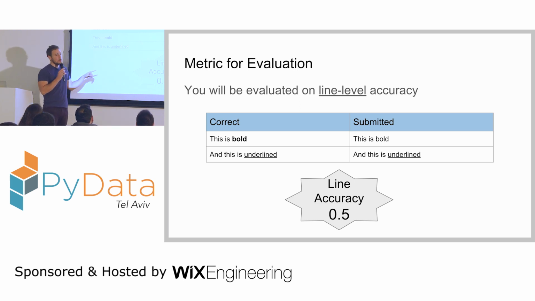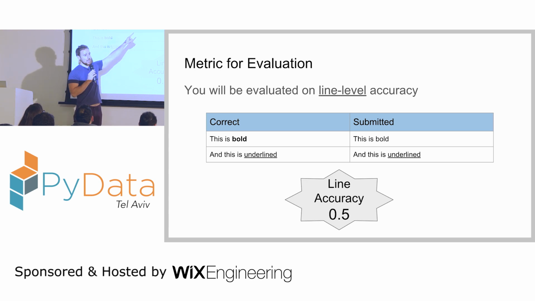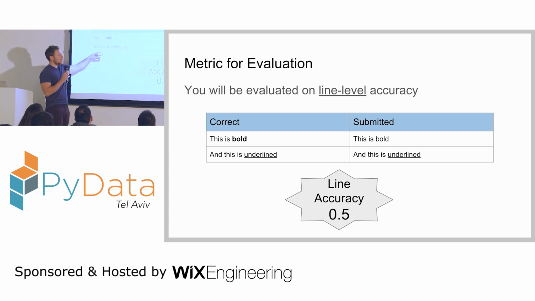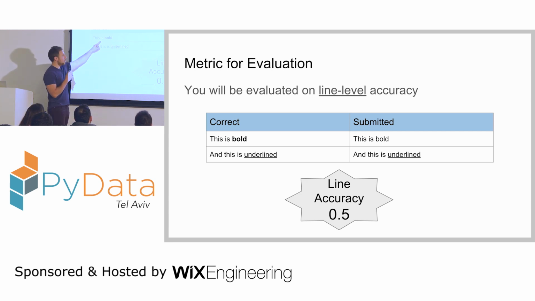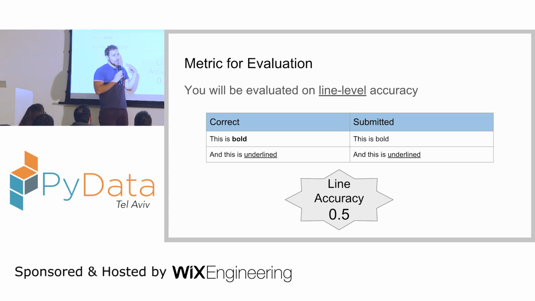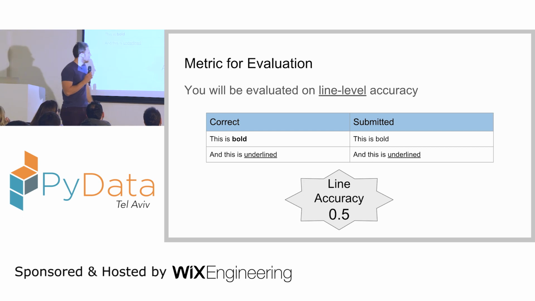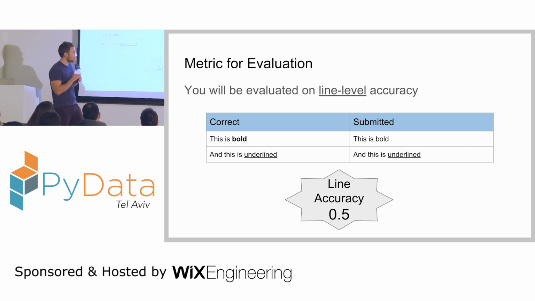Submissions will be ranked according to line level accuracy. Let's have a look at this hypothetical submission. So this is the right prediction. This is bold in bold, and this is underline in underline. And let's say that the submission was "this is bold, and this is" and this is correct. The line level accuracy is 50%, right? Because this is correct, and we don't care. If you made one mistake here, then we disqualify the entire sentence. So this is how the submissions are ranked.